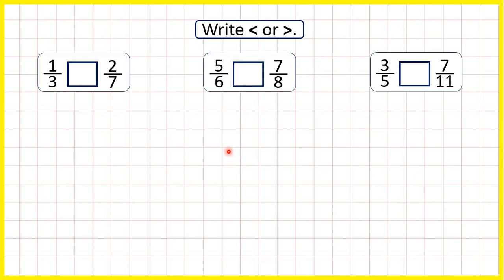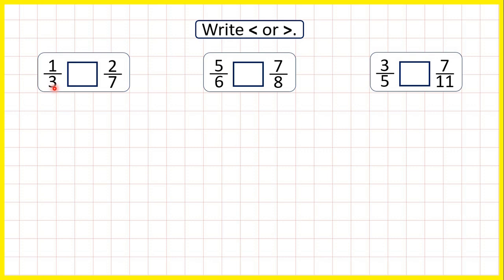So here we're comparing fractions with different denominators, but these are more difficult than the questions we've done so far, because 7 isn't in the 3 times table, 8 isn't in the 6 times table, and 11 isn't in the 5 times table. 11 isn't a multiple of 5.